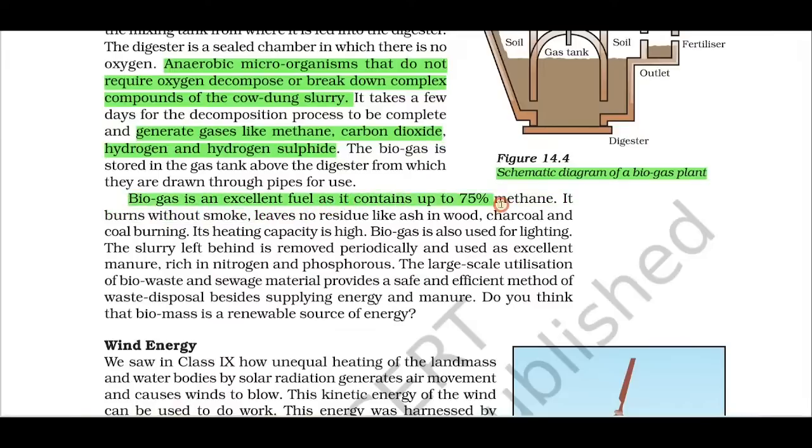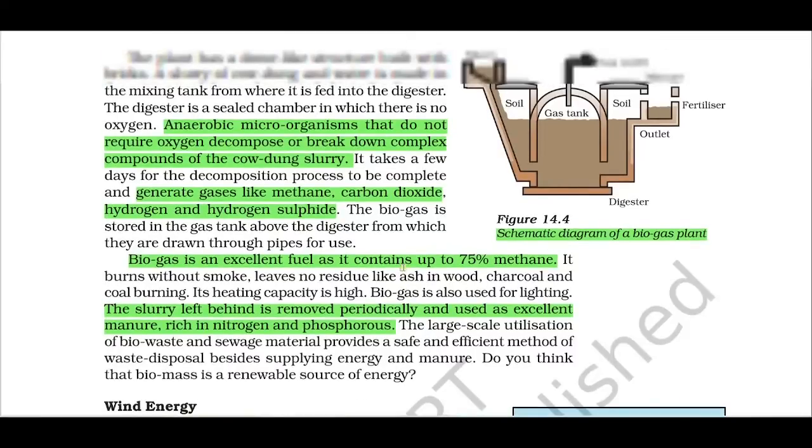Biogas is an excellent fuel as it contains 75% methane. It burns without smoke, and leaves no residue like ash in the wood, charcoal or coal burning. Its heating capacity is also high. The slurry left behind, which is removed periodically, is used as a manure which is rich in nitrogen and phosphorus. So biogas plant is a very important component in our environment. We should encourage the manufacture of biogas.